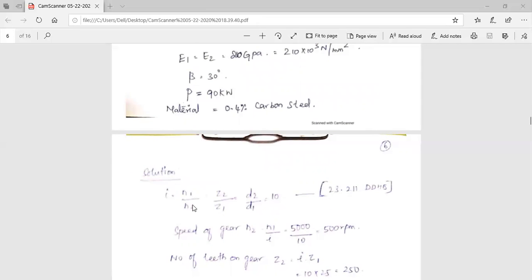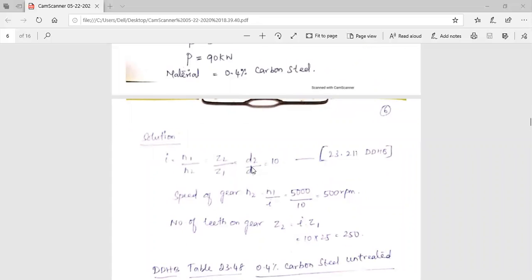First you have to find out the transmission ratio. The transmission ratio is given. From the transmission ratio we have to find out the speed of the gear, the number of teeth, and the diameter of the pinion and gear. The formula is given in the data handbook, equation number 23.211, in the new data handbook. They give a formula for transmission ratio: N1 by N2 equal to Z2 by Z1 equal to D2 by D1. Already the data is given in the problem, transmission ratio is 10.